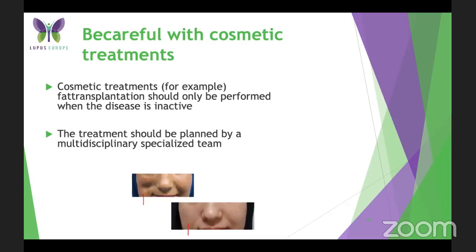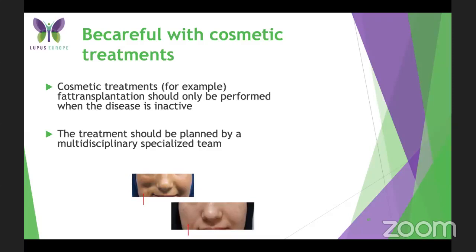And this is also a very interesting part of the management of patients with lupus, especially in women who care about the cosmetic part of the disease. But my advice to a lot of patients would be to be careful with cosmetic treatments, and that cosmetic treatments, for example, fat transplantation, like in our patient, should only be performed when the disease is not active anymore. In other words, the lupus, also lupus in your blood, if you have systemic lupus, for example, and have skin findings, should be inactive. Patients should not be using, for example, immune suppressive medication.